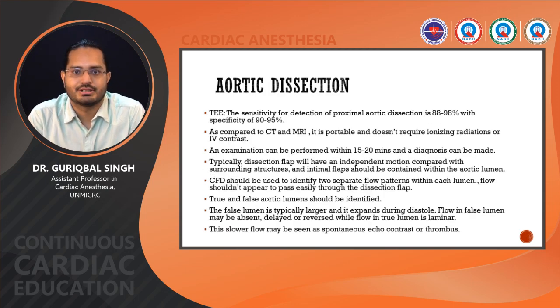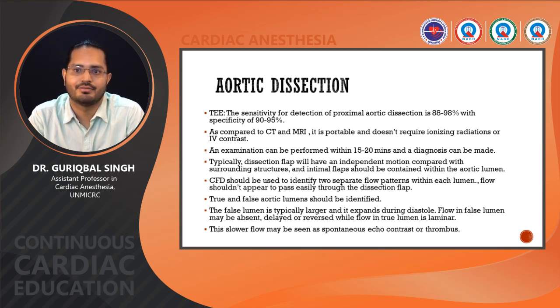So aortic dissection: the sensitivity for detection of aortic dissection is 88 to 98% with specificity of 90 to 95%. As compared to CT and MRI, it's portable and doesn't require ionizing radiation. An examination can be performed within 15 to 20 minutes and diagnosis can be made.